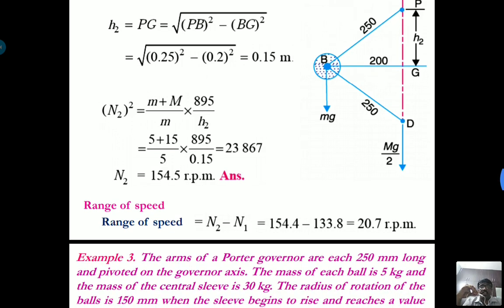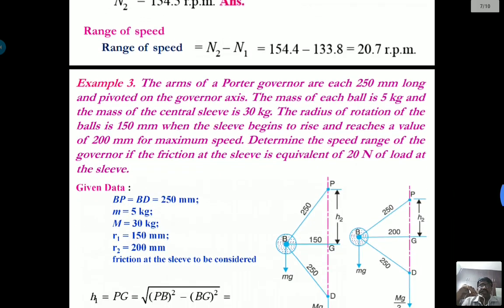Then for calculating the range of speed, we have to calculate the difference between n2 and n1. Here n2 is 154.4 rpm and n1 is 133.8 rpm. The difference is 20.7 rpm.